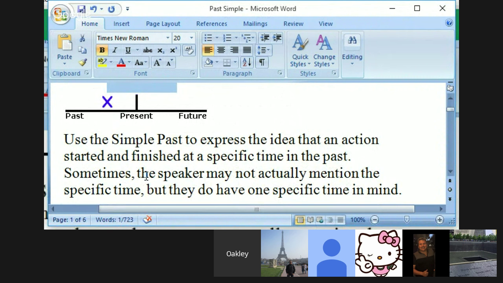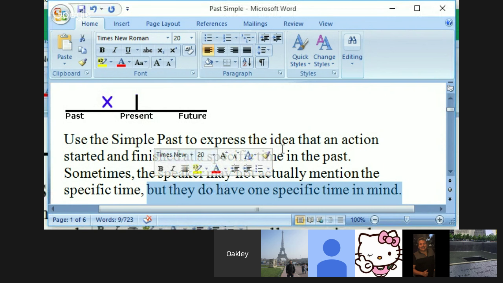Okay, and when we form a sentence with simple past, we will often help the listener or reader by including a time phrase to make it obvious that this is a past finished action. We don't have to. It's not a rule. It does help, and it makes it clearer. But it's not necessary. Even if you do not write or speak a time phrase, it's accepted that the speaker has a specific time in mind in the past.